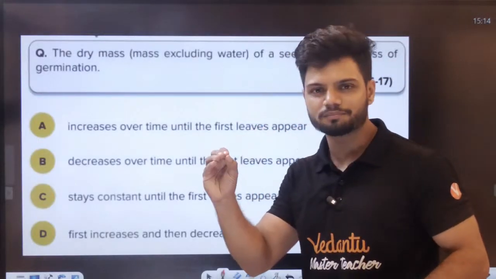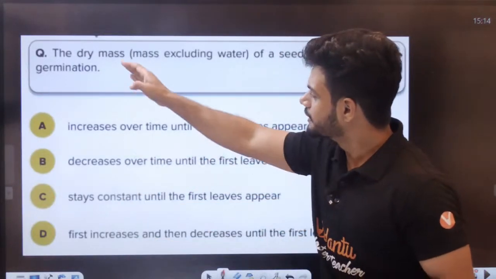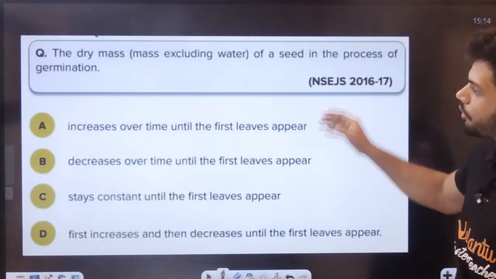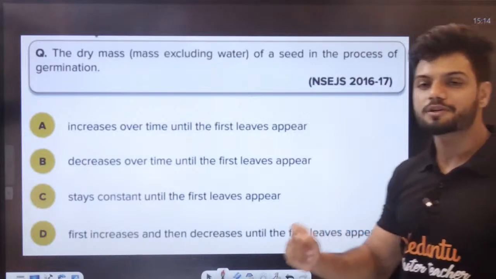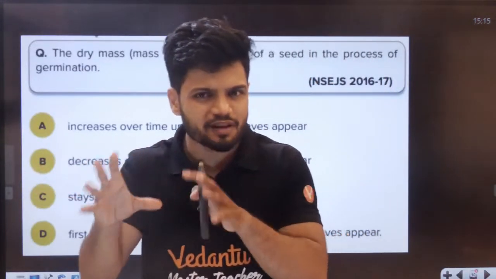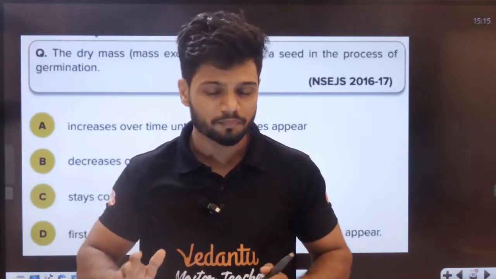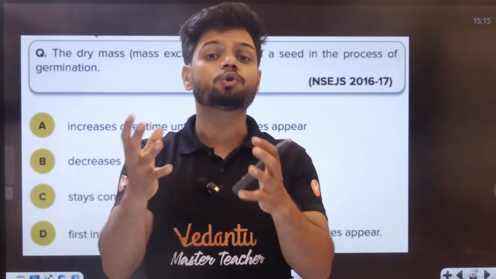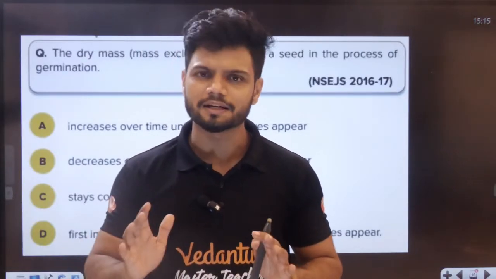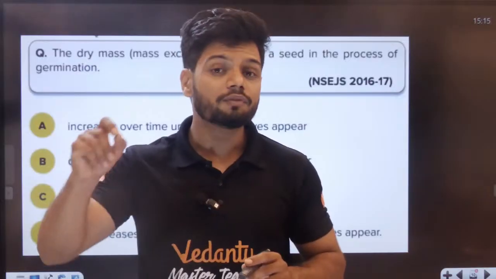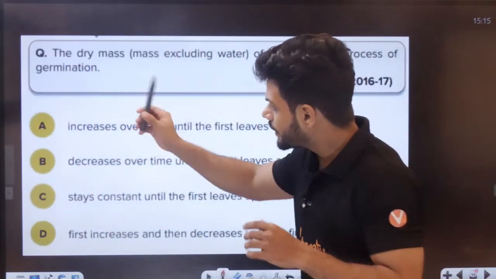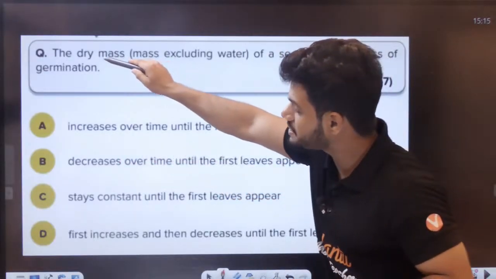Next question on the board, students. It's a very easy, very logical question. The dry mass, the mass excluding water, of a seed in the process of germination, what happens to the dry mass? Now try to imagine there is some amount of dry mass available, a reservoir of food. Will the reservoir of food be used up in the starting of germination? Yes, the reservoir will be used up in the starting. When the reservoir is used up, will the respiration increase or decrease? Respiration will increase, right? So what happens? Increase over time. Does the dry mass increase? No.